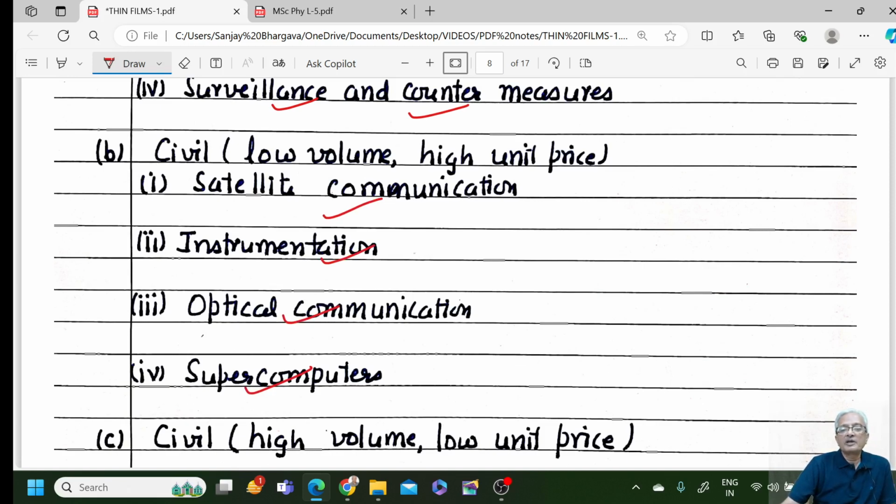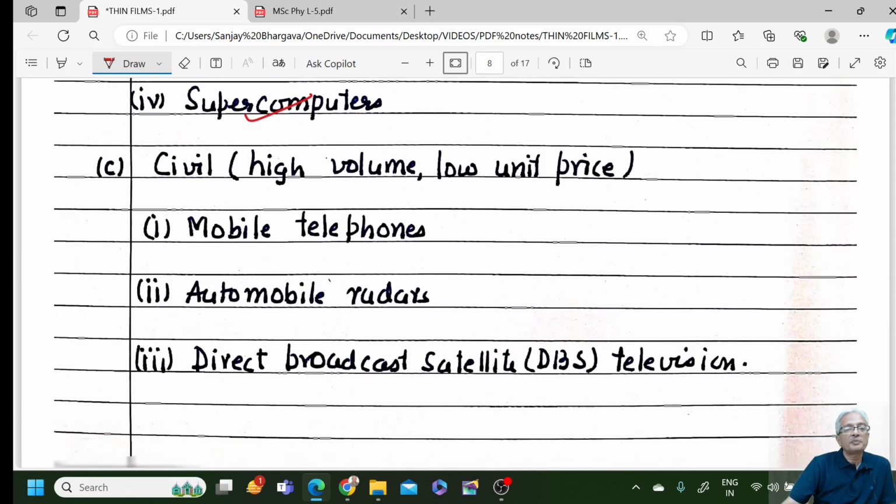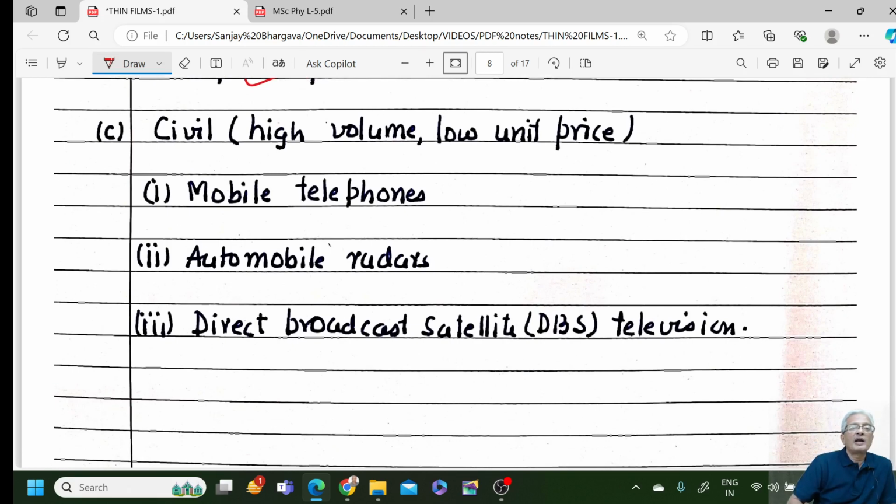Another type of civil applications, due to high volume and low unit price, is in the case of mobile telephones, automobile radars, direct broadcast satellites, that is DBS televisions.